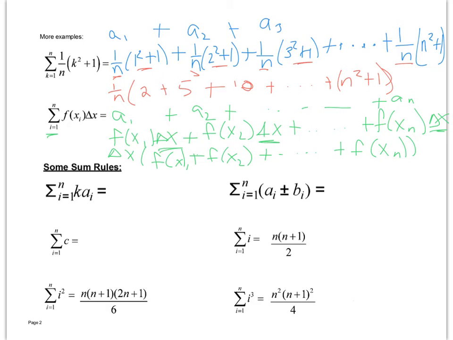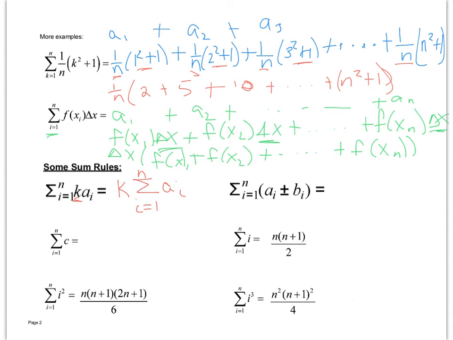And here are a few. This k, if you have something that doesn't have an i in it, that k right there doesn't have any i's in it. The a does, right? It has an i in it. But that k is going to be in every single term, just like the 1 over n was up here and the delta x was up here. So I can factor out the piece that doesn't have my changing index in it.